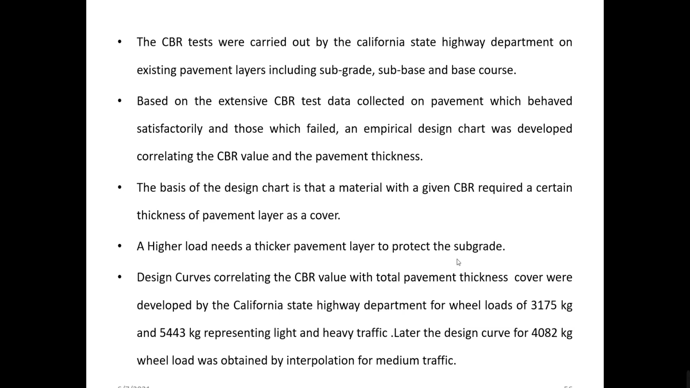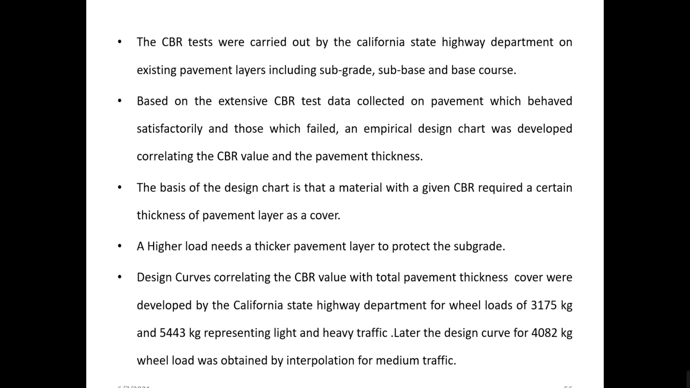It totally depends upon how to stabilize the subgrade soil, and it again refers to the value of the CBR. Okay, design curves correlating the CBR value with the total pavement thickness cover were developed by the California State Highway Department for wheel loads of 3175 kg and 5443 kg, representing lightweight traffic as well as heavyweight traffic. For lightweight traffic of 3175 kg as well as heavy traffic of 5443 kg, the CBR value versus total pavement thickness curves were developed, correlating what?